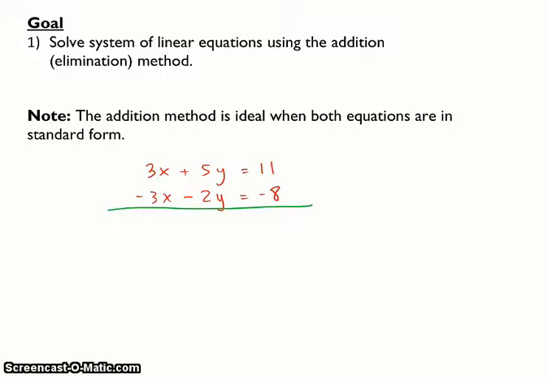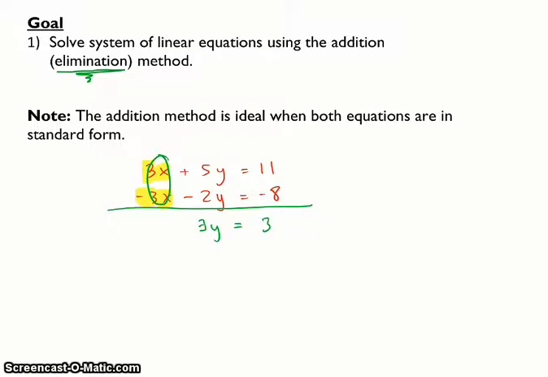Notice that the x term has opposite coefficients. So we have 3x and negative 3x. If we add these two equations, the x's are going to be eliminated. Hence, that's why we also call it the elimination method. So let's add these two equations. 3x plus negative 3x is 0, right? It cancels out. 5y minus 2y gives me 3y, is equal to 11 minus 8, which gives me positive 3.